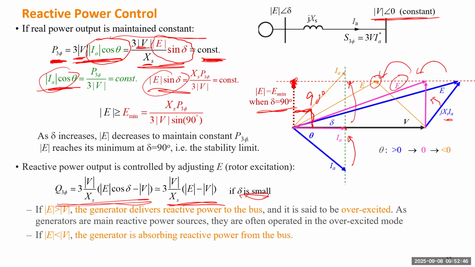In some conditions, if your system has a lot of reactive power, you want the generator to consume reactive power. So you need to operate the generator to have voltage lower than the external voltage. So the generator will behave as a reactive load, not a source.